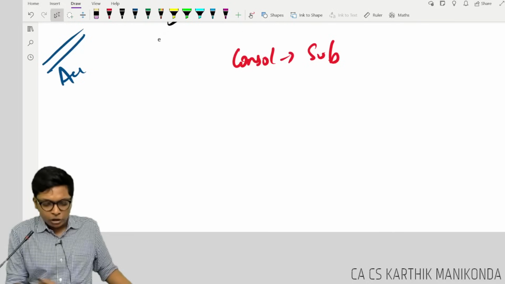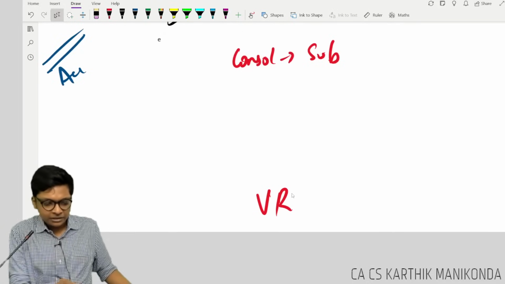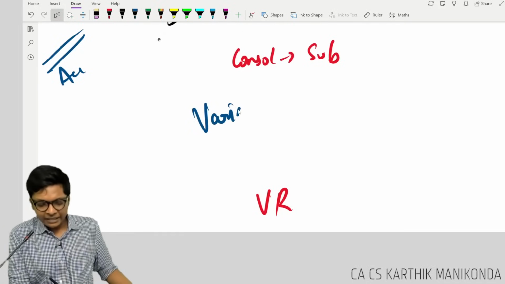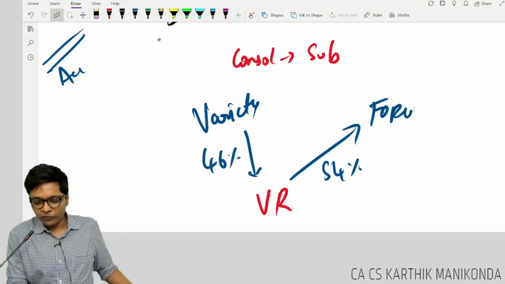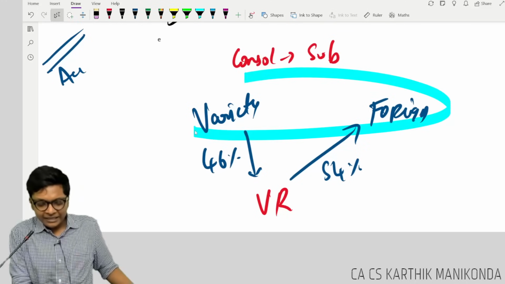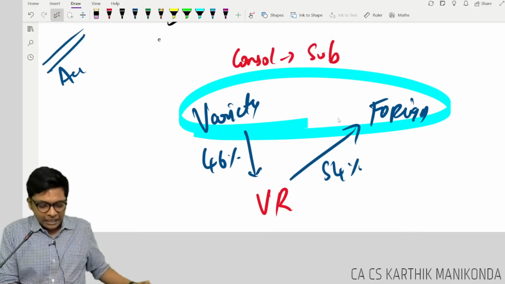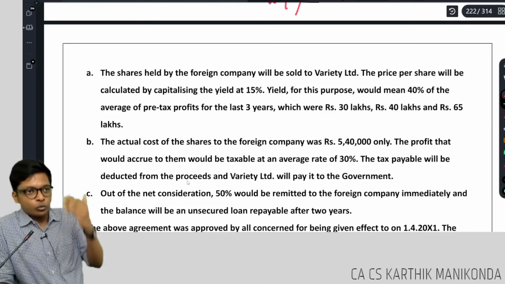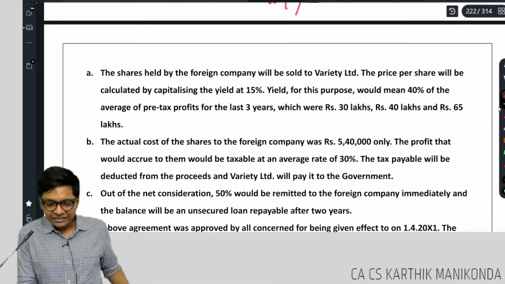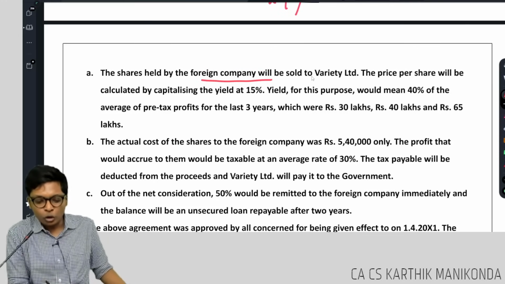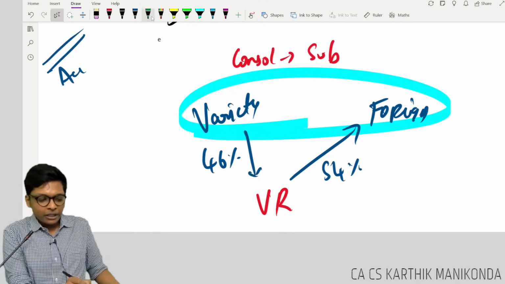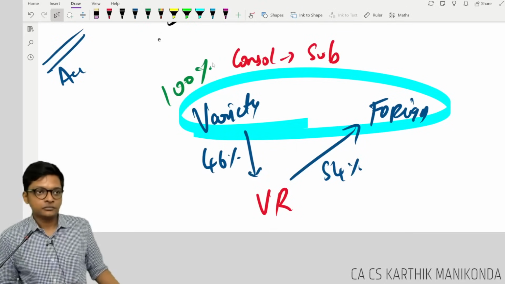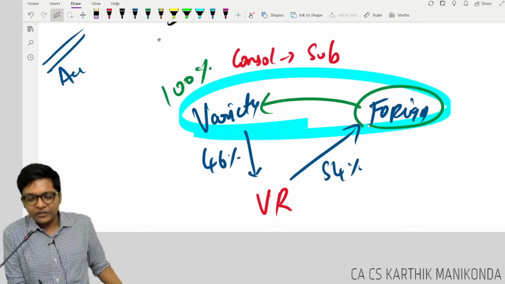So the structure if I draw so far, it's somewhat like this. Variety in VR has 46. This 54% is with some foreign company. Between Variety and foreign, we are now entering into an MOU. This only is the MOU. What is the MOU below? The shares held by the foreign company will be sold to Variety. Now I will become holding. I will become a holding of 100%. Correct? So Variety is taking over shares from foreign.